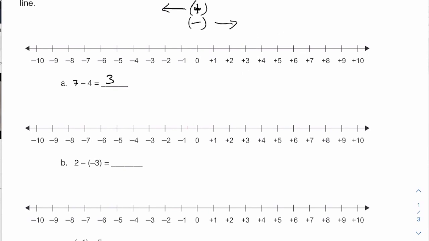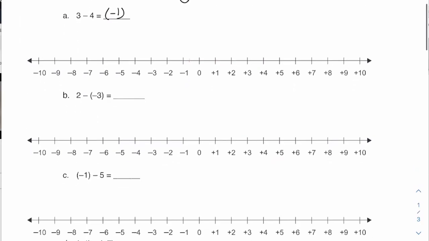Let's try another example here. Okay, on this one it says 3 subtract 4. Positive 3 subtract positive 4. So again, I will start at my first integer, which is positive 3, and then I have subtracting 4 from that. Again, when I'm subtracting a positive, I move to the left. So I move 4 spots, 1, 2, 3, 4. So my answer is negative 1. So when I have 3 and I take away 4, that takes me to negative 1.